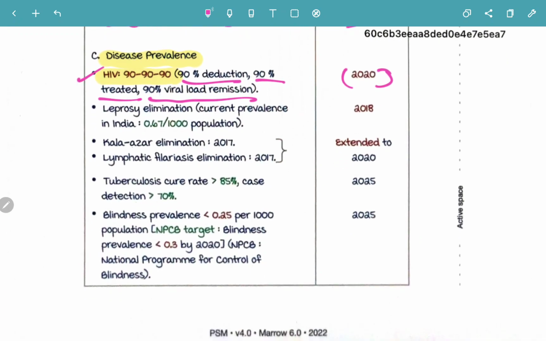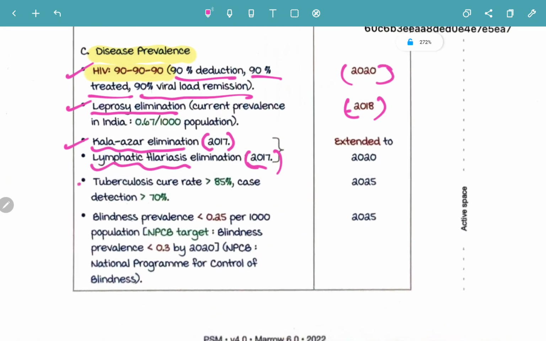Next is leprosy elimination. The current prevalence in India is 0.67 per thousand population. Leprosy elimination must be achieved by 2018. Next is Kala Azar elimination, which should be achieved by 2017 as our target. Lymphatic filariasis elimination should also have been 2017, but it is now extended to 2020.